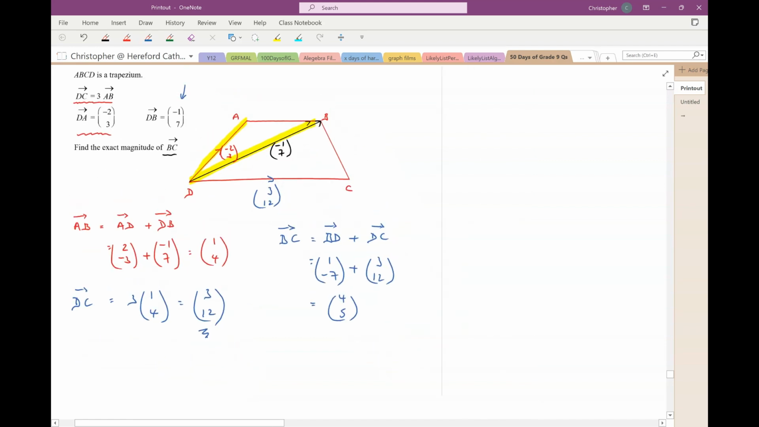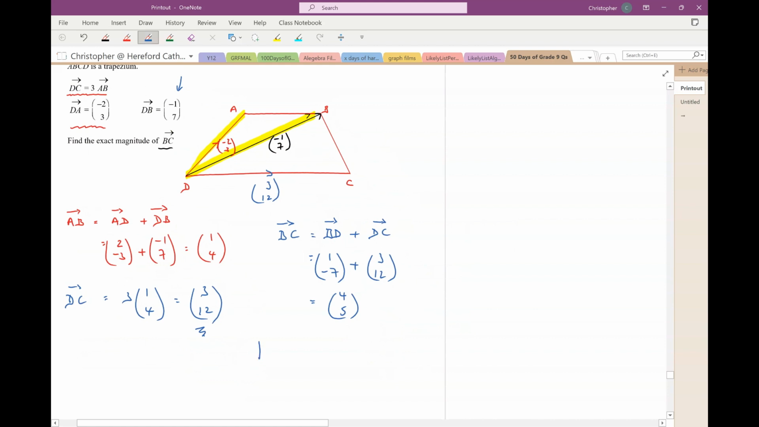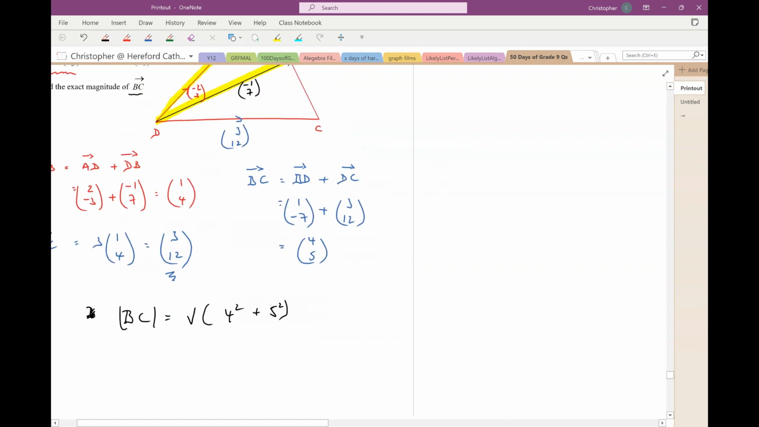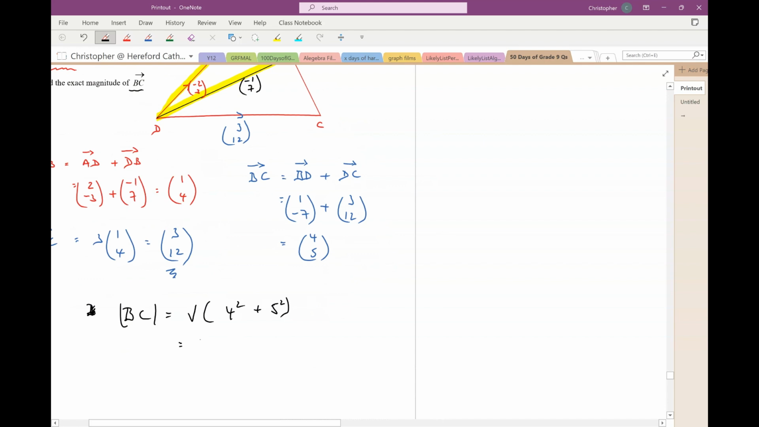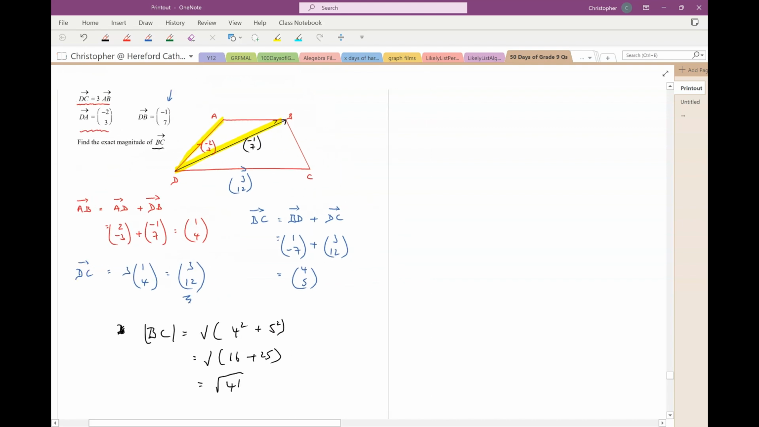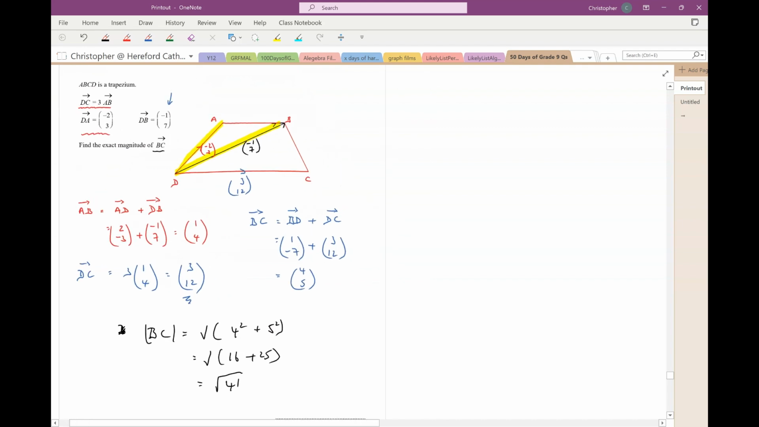Now I'm asked the magnitude of that vector, aren't I? So the magnitude of BC will be the square root of 4 squared plus 5 squared, which is the square root of 16 plus 25, which is the square root of 41. So that is the exact magnitude of BC.